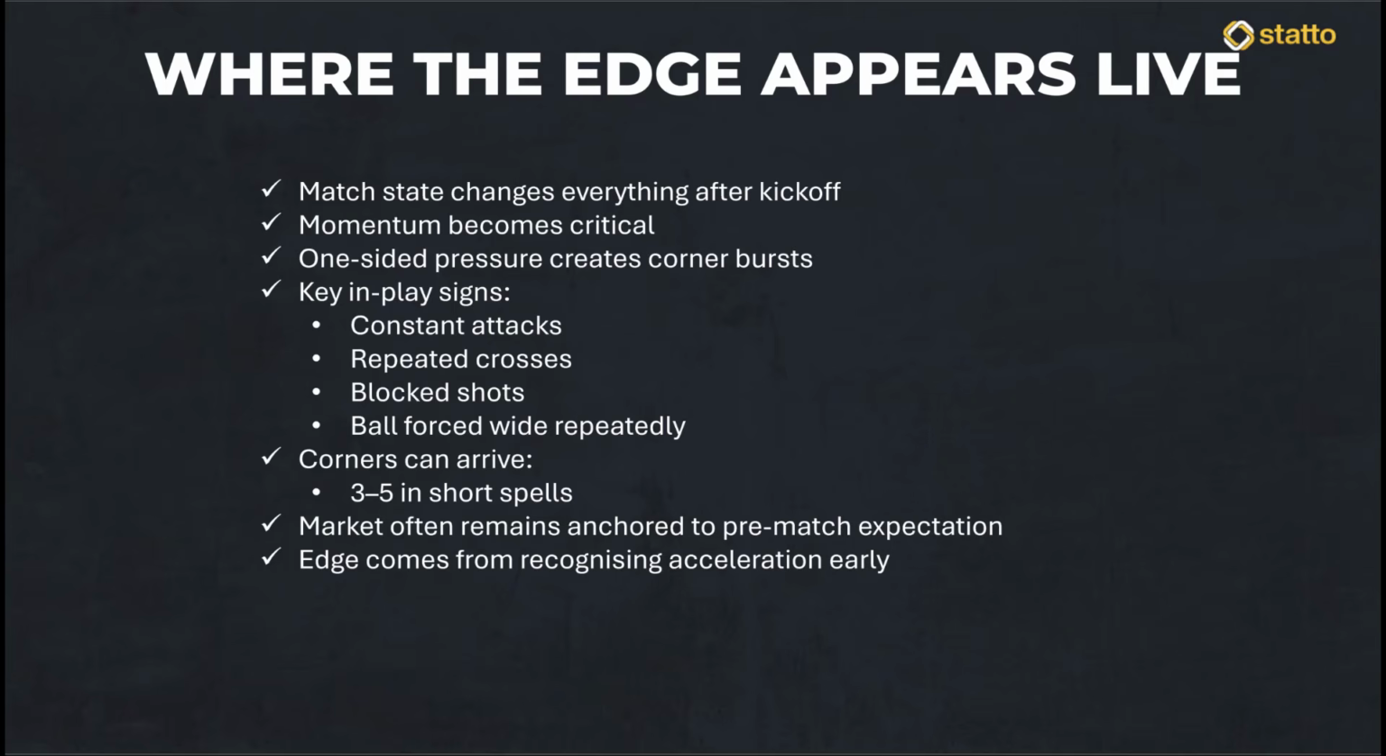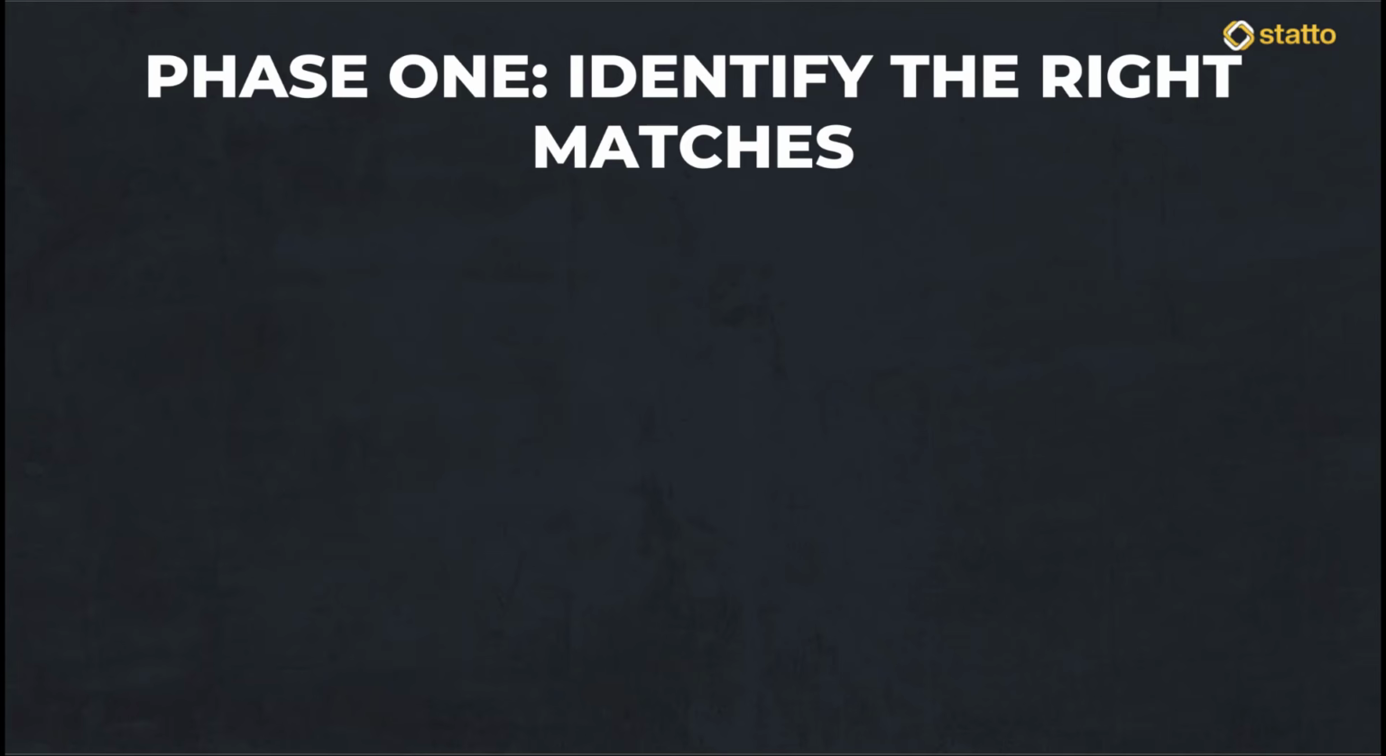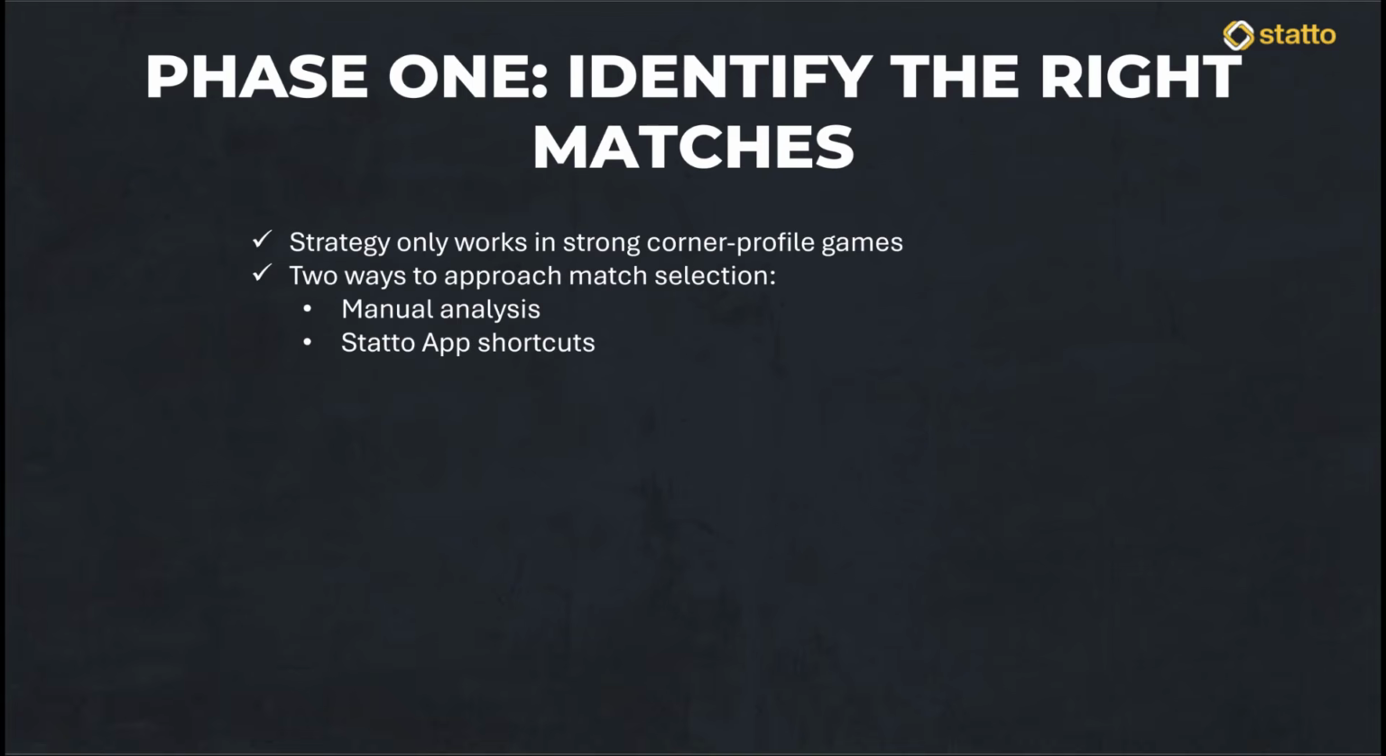Okay, so let's start with phase 1. Phase 1 is all about identifying the right matches. This is absolutely critical because the corners ladder strategy only works when you're targeting games with genuine corner potential. Now, there are 2 ways you can approach this. The first option is to calculate your expected corner total yourself. That might involve looking at team averages, playing styles, crossing frequency, shots, and how both teams typically behave in matches.